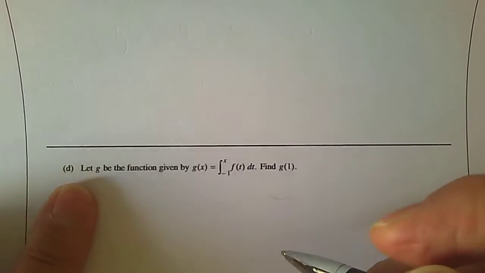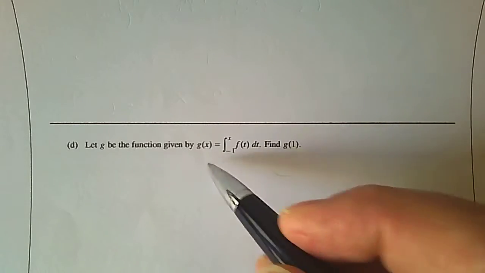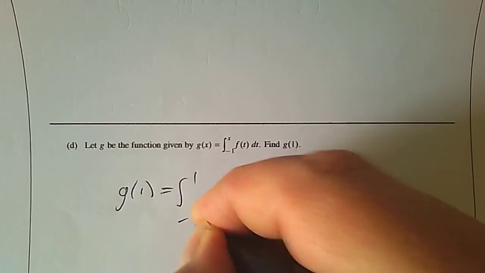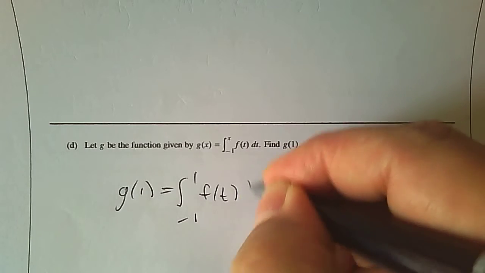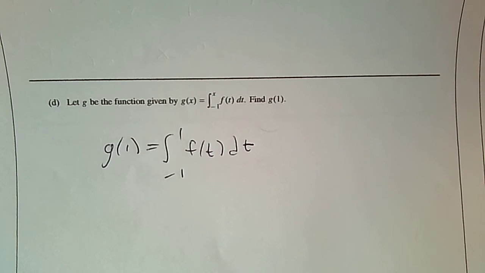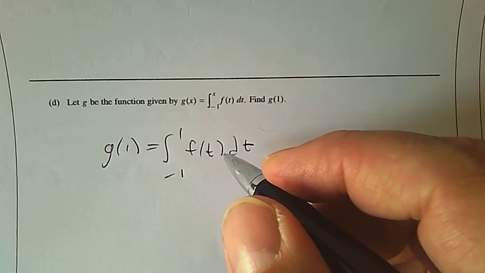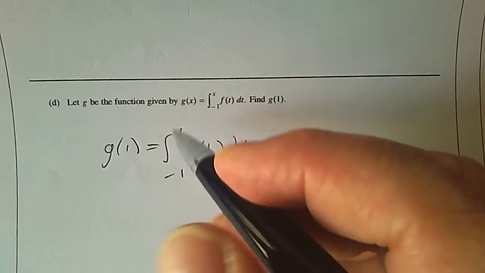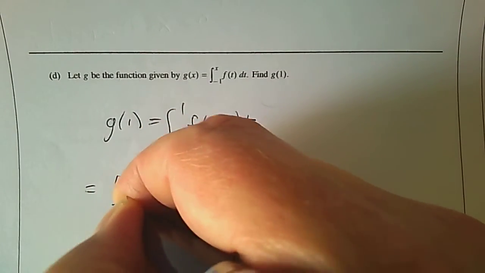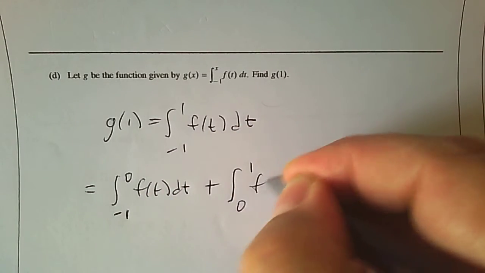D. This one's the challenging one of the parts, but so far it's been pretty good, right? Let g be the function given by this, and then find g at 1. So if I want to find g at 1, first of all substitute in. Now, to answer this, I need to understand that because the derivative doesn't exist at 0, because it's not continuous at 0, I actually have to set this up as 2 integrations. One integration would go from -1 to 0, and then the other one would go from 0 to 1, and I'd separate it.